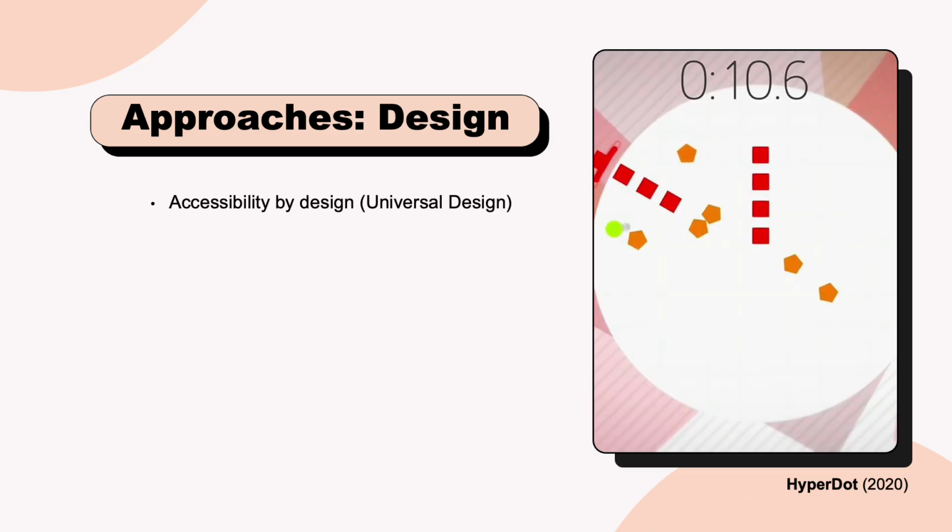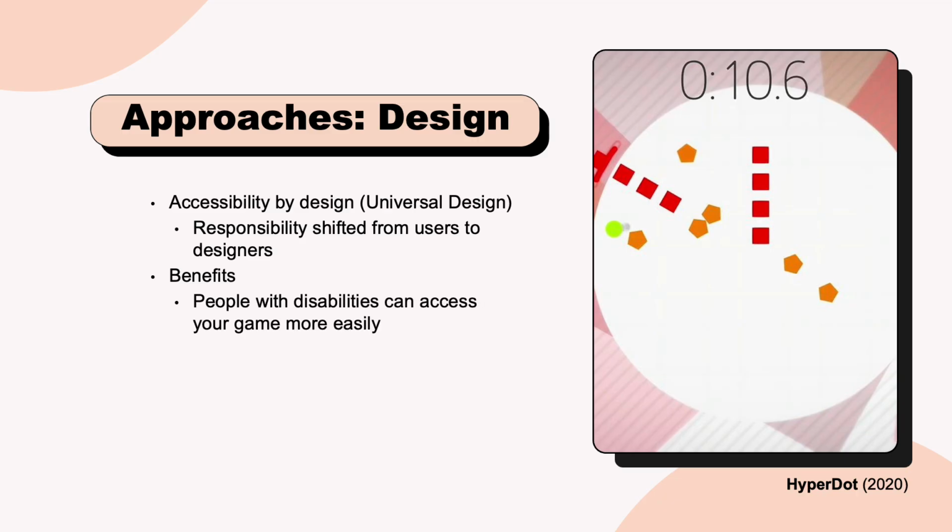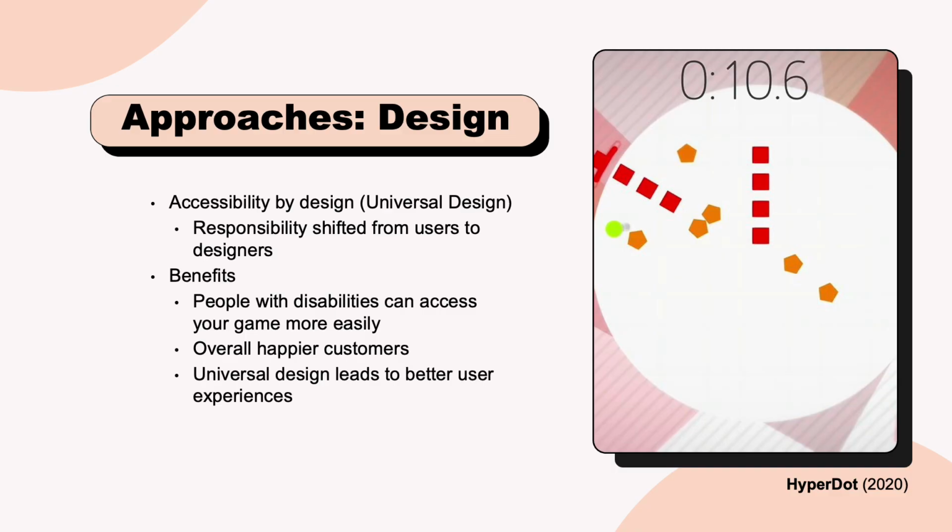Another increasingly popular strategy is creating products that are more accessible by default. So the responsibility is shifted from users to designers, and the end result will require less tweaking to work. This approach has many benefits. People with disabilities can access your game more easily and don't have to put a lot of time and effort into making it work, lifting a great burden from them and leading to happier customers. Universal design leads to better user experiences overall, and similar experience for all players so they can more easily discuss them and share insights with each other.